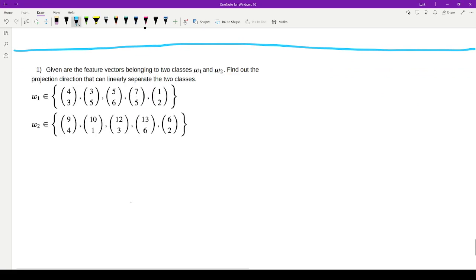So here we have the first question. Get the feature vectors belonging to the two classes. Once we have these feature vectors, find out the projection direction that can linearly separate the two classes. So what is it that you need to do? Can anyone tell me?